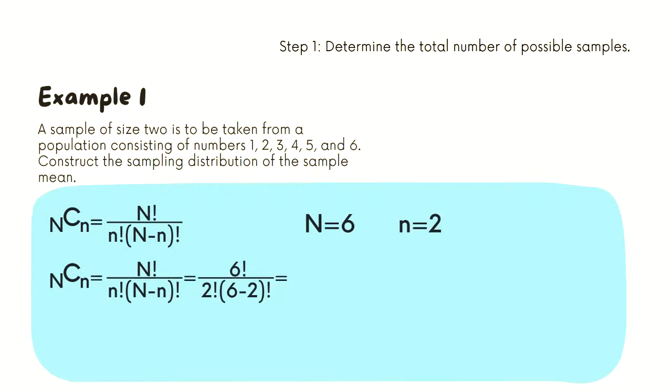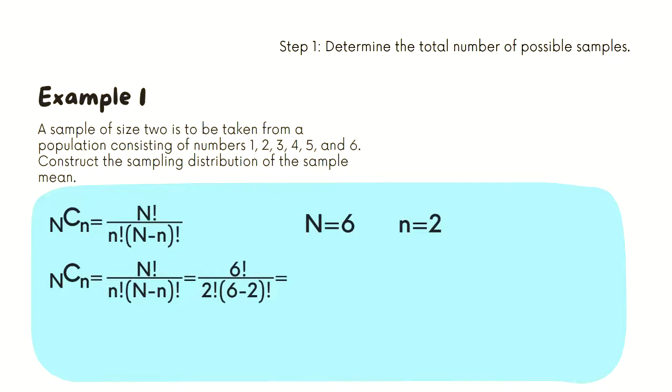Here is the first example. A sample size of 2 is to be taken from a population consisting of numbers 1, 2, 3, 4, 5, and 6. Construct the sampling distribution of the sample mean.